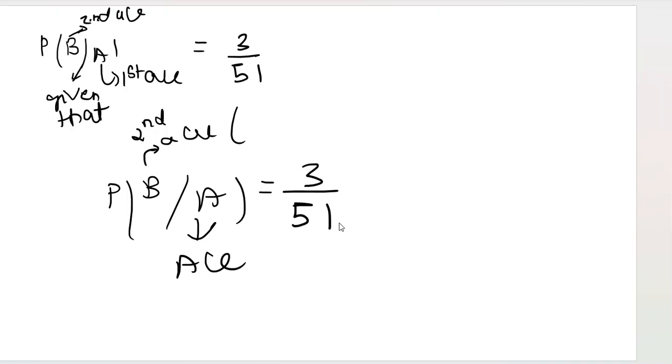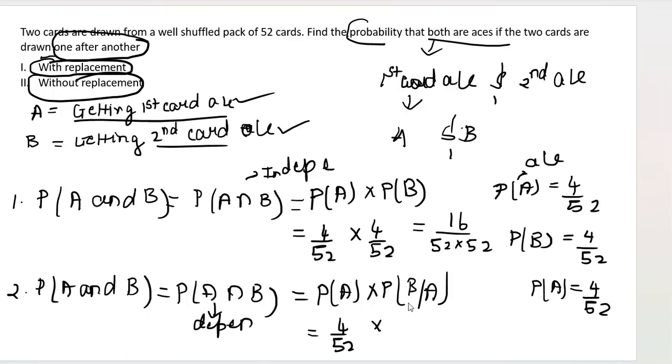Because you have to now assume that event A, which is getting the first card as ace, has happened. That means in the first attempt whatever card you drew was an ace. Now when you draw a card in the second attempt, you have one ace less. At the same time you have one card less, therefore your probability of B by A becomes 3 by 51. So we insert 3 by 51. This becomes 12 upon 52 into 51.